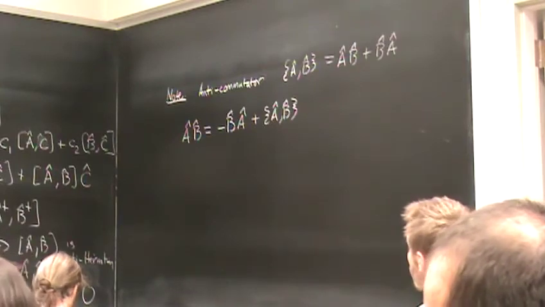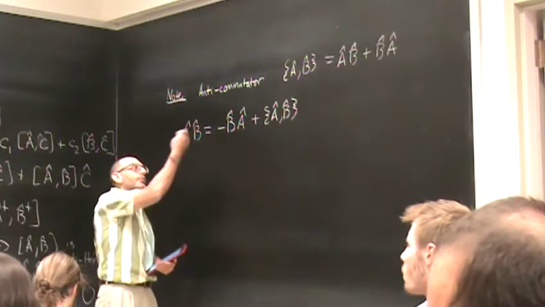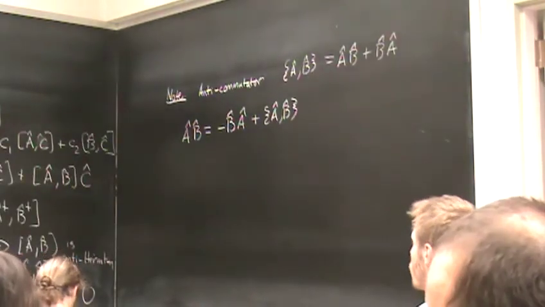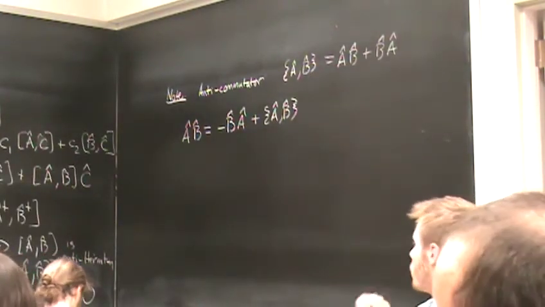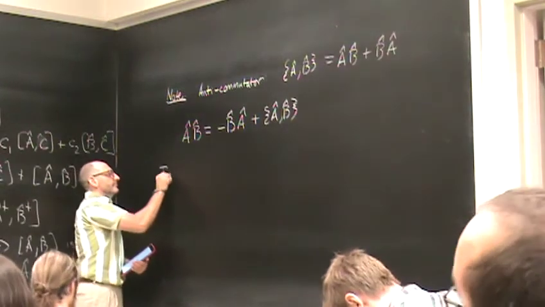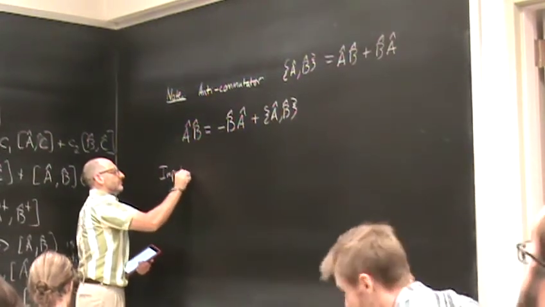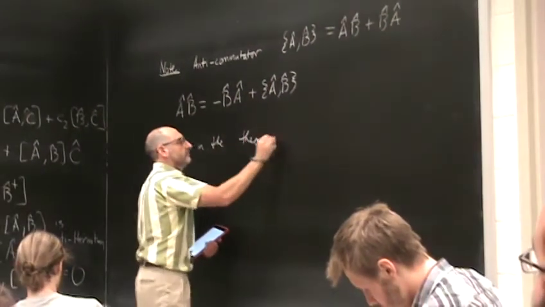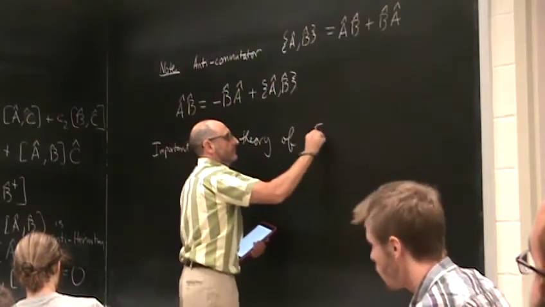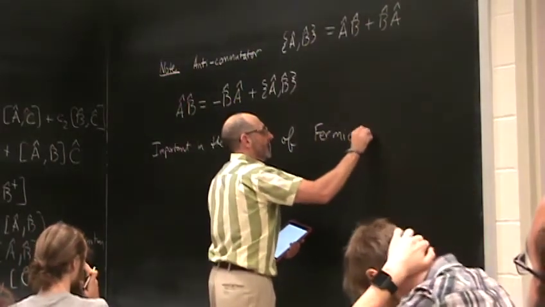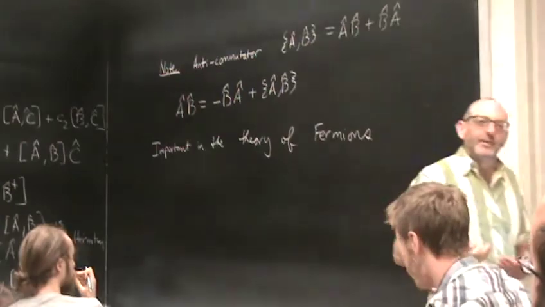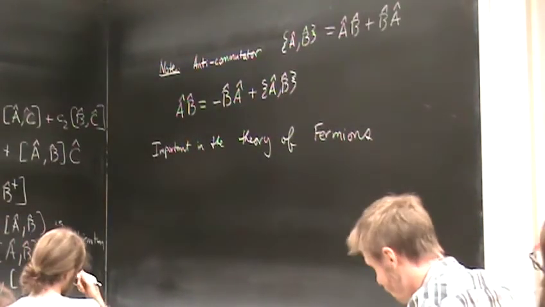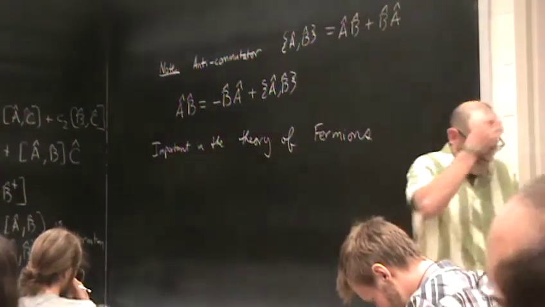And the anti-commutator is, as we'll see next semester, important in the theory of fermions. I never know whether fermions has to be capitalized. I mean, it's Fermi after all, but I'll go back and forth.